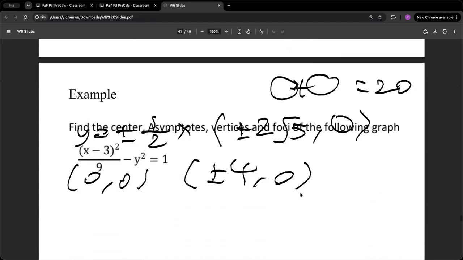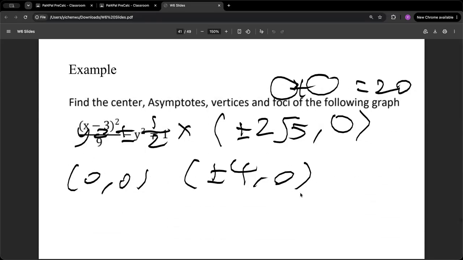Okay. Let's give it a try on this question now. And point slope form is fine for the asymptote.